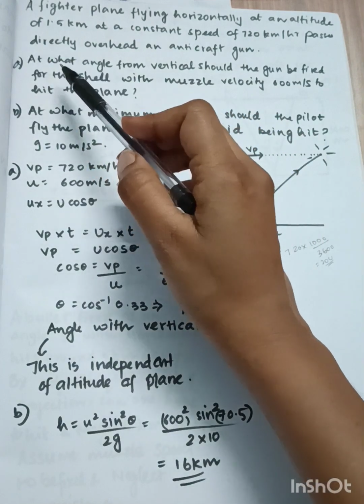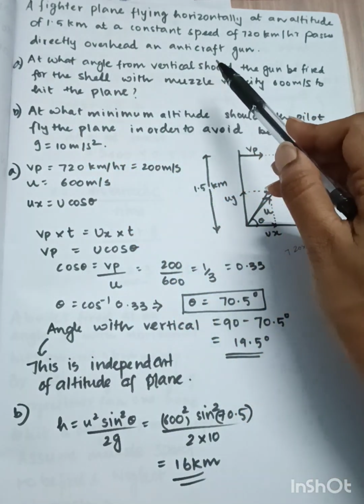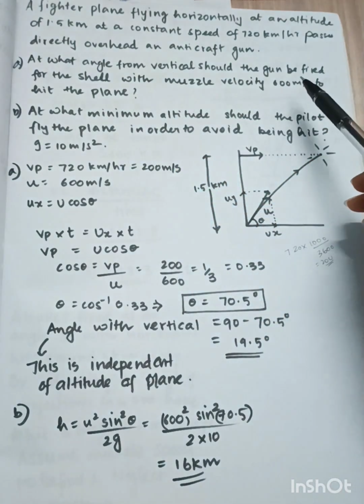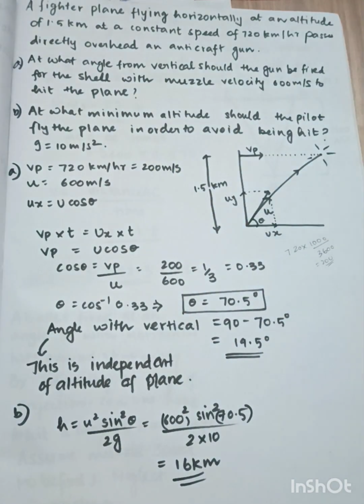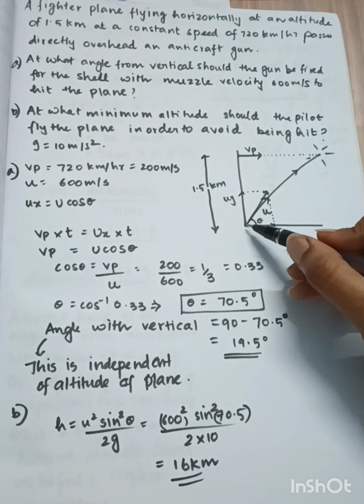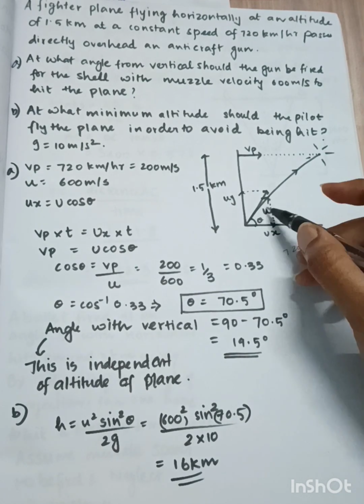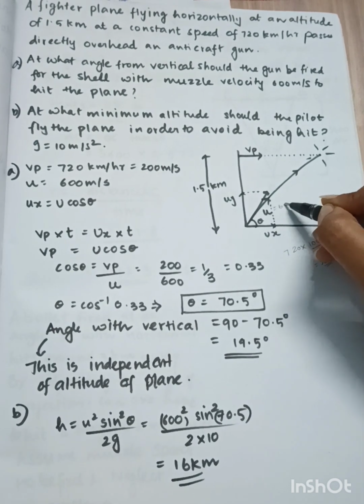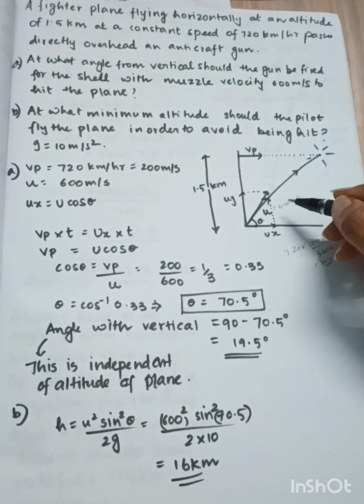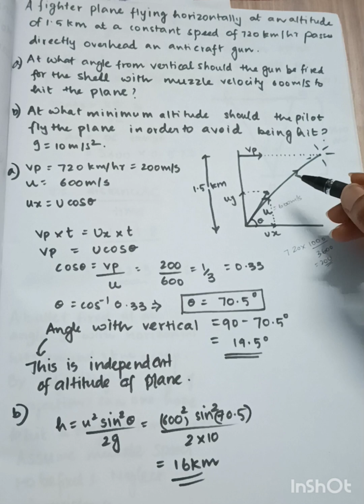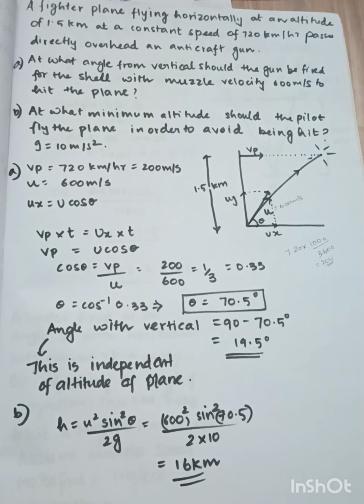Now the first question is, at what angle from the vertical should the gun be fired for the shell with muzzle velocity 600 meter per second to hit the plane? Now we are firing a shell with the muzzle velocity of 600 meter per second. Here u is 600 meter per second. At what angle should I fire so that it will hit the plane? That is the question.